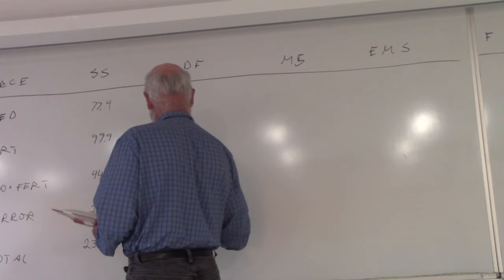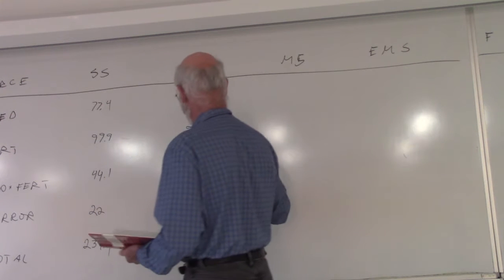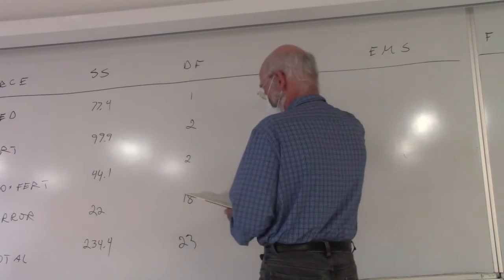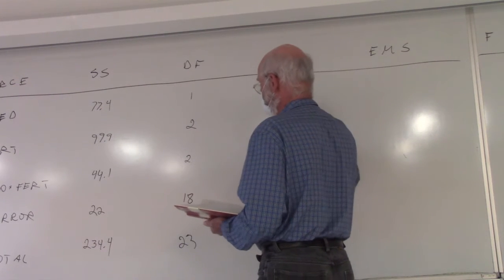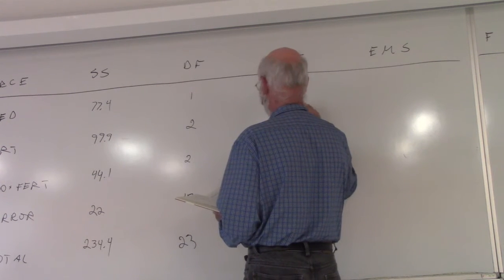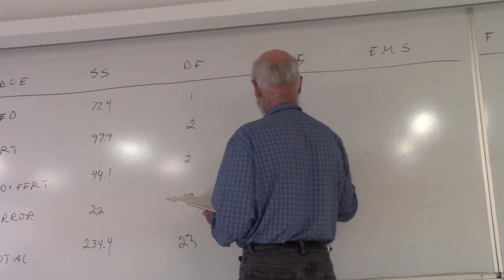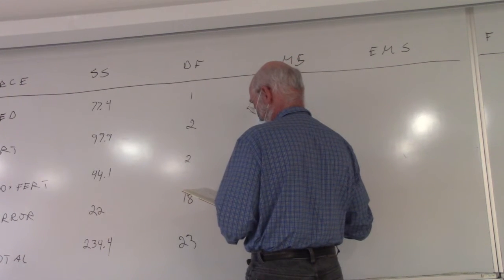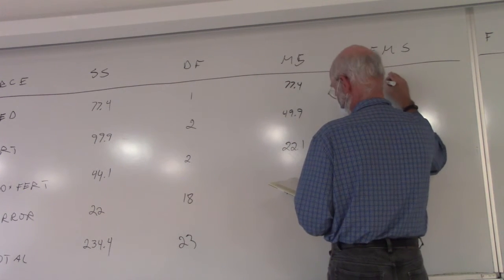Error degrees of freedom, I have 18, and then total, I have 23. So 18, 20, 22, 23. Yep, that works out. Then, for my mean squares, 77.4 divided by 1 is 77.4. 99.9 divided by 2 gives me 49.9. 44.1 divided by 2 gives me 22.1. And then here, 22 divided by 18 is 1.2.